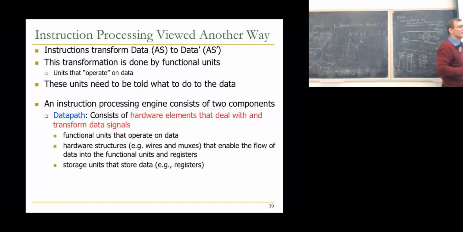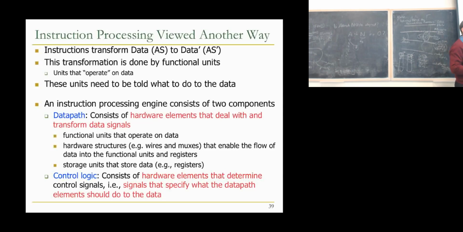The data path consists of 3 things. One is the functional units that operate on the data; there's an adder, for example. Then hardware structures that facilitate the movement of the data, that enable the flow of data to appropriate functional units and registers. These are, for example, wires and muxes. You're going to use those in your designs. And finally, the storage units that store the data, registers, for example. These are all data path elements. Control logic, on the other hand, consists of all the hardware elements that determine the control signals.